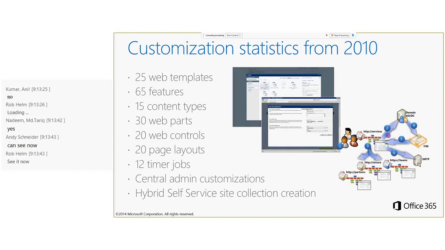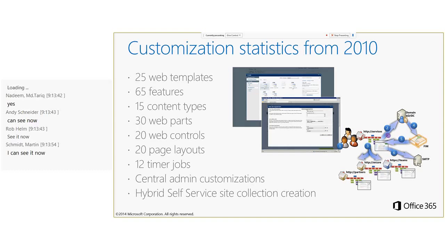So they had a pretty typical setup. This is a pretty typical setup for a highly customized SharePoint. So you have 20 web controls, like the left side navigation or top side navigation, 20 page layouts, 12 timer jobs, which were doing miscellaneous stuff.